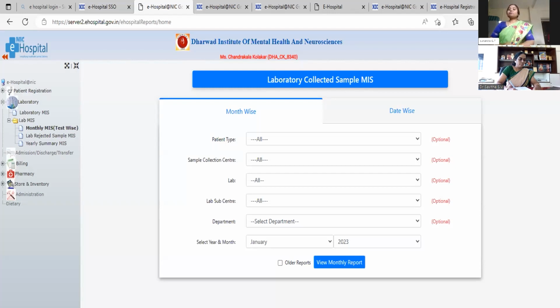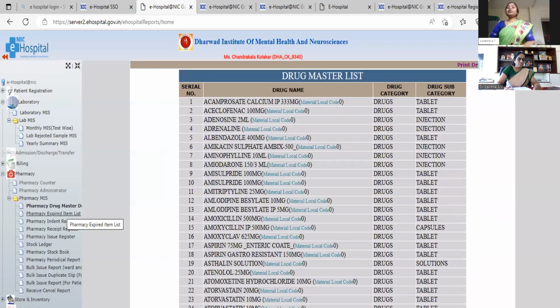Next one. Yeah. Here you can see the list of drugs. For example, the doctor might have ordered a drug, amisulpride, for your patient. Okay, so you want to know whether it is available in our hospital or not. When you click on the drug master list, all the drugs which are available in our hospital, it will give a list.